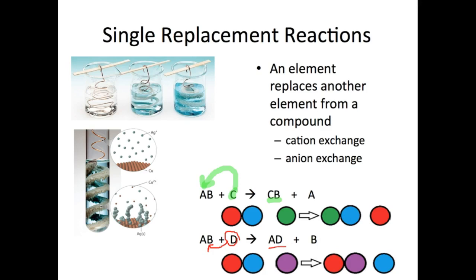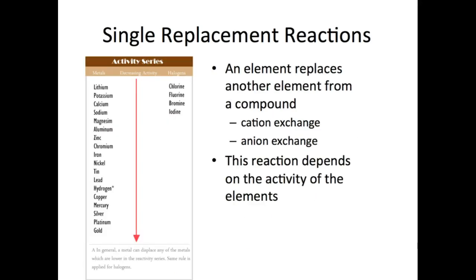This does require that you recognize anions and cations, and you have to remember one phrase: like replaces like. So metals are often cations, they will replace the cation in the compound. Nonmetals are my anions, that means a nonmetal is going to replace a nonmetal in the compound. And there's one other thing to remember: not every metal can replace every other metal, and not every nonmetal can replace a nonmetal. It actually depends on how reactive or active those elements are.